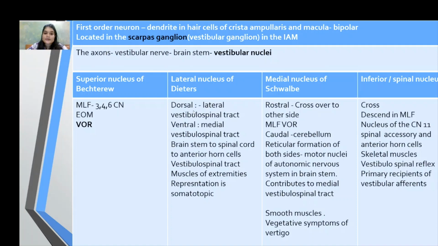The lateral nucleus has two parts, dorsal and ventral, which form the lateral and medial vestibulospinal tract, which connects the brainstem to the spinal cord and anterior horn cells. The muscles of the extremities are connected to the proprioception. It is involved in proprioception, and the representation is somatotopic.